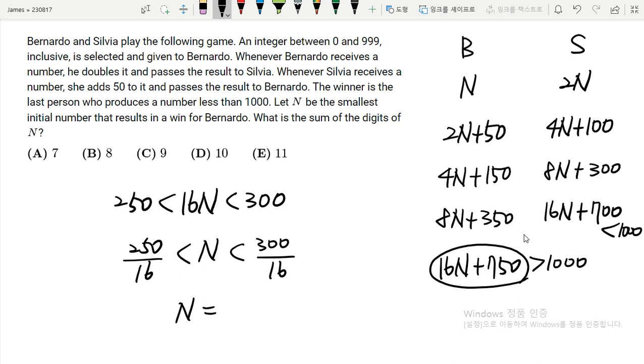I got 15.687. That means it should be 16, right? Because it's greater than 15 point something. So that's the smallest number. So what's the sum of the digits of 16? When you add digit 1 and 6, 1 and 6, 7. Yeah, 7 is the answer.